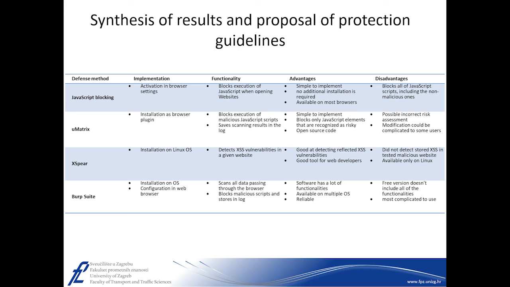The second one, uMatrix, proved to be a very good solution. It is implemented as a plugin in the web browser and is pretty easy to use. The downside is that it could possibly give an incorrect verdict on the risk, thus blocking something that shouldn't be blocked. But that happens very rarely. In this simulation, the malicious script from Beef was blocked, and the Beef cookie was seen in the uMatrix log.